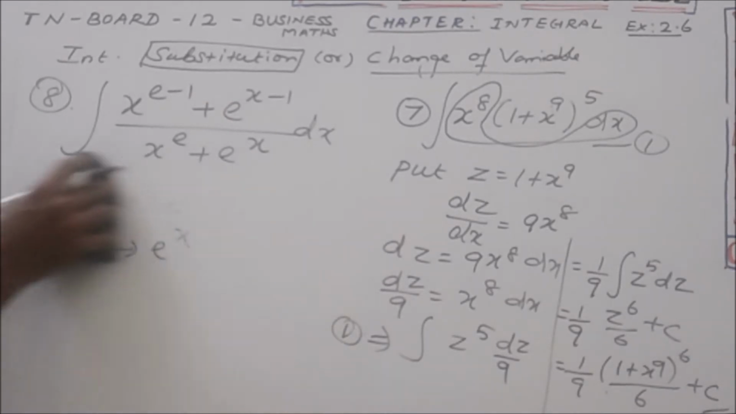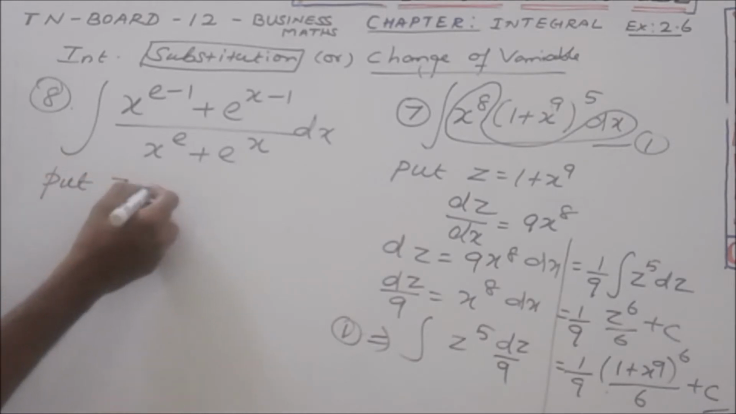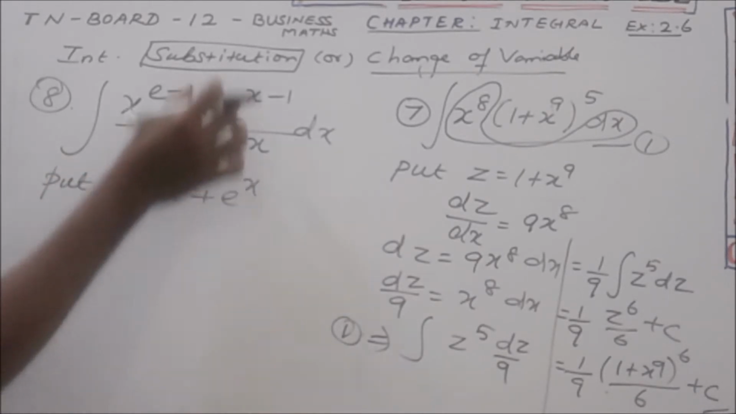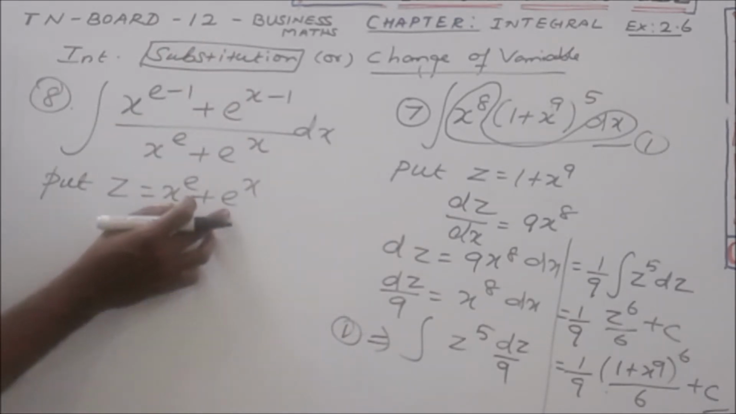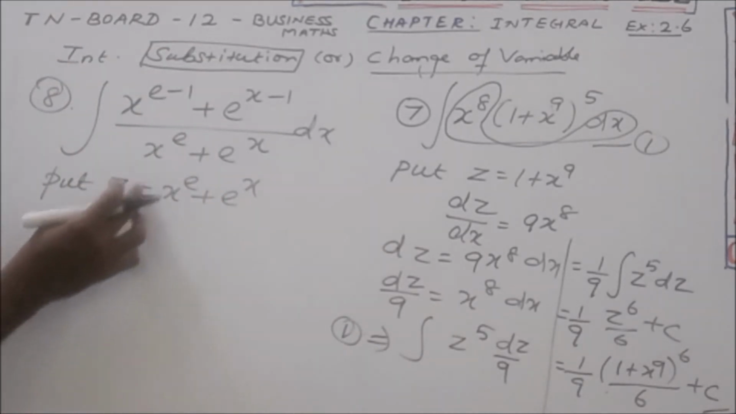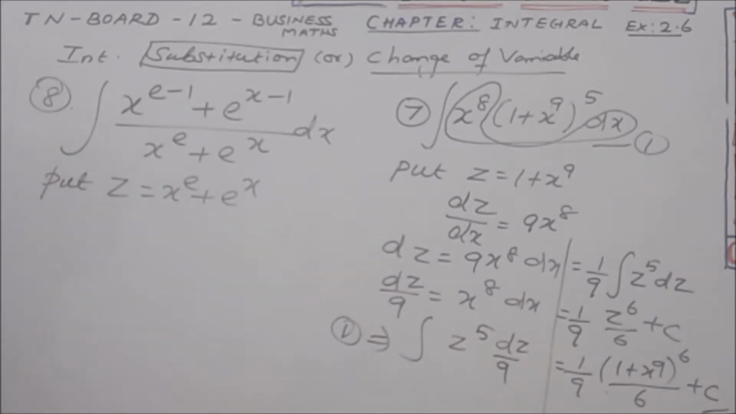Listen carefully here. We can choose the function whose derivative appears in the numerator. That is my point here. So put z equal to x power e plus e power x. Its derivative, whether it appears partially or wholly, is not a problem to us. But some of its derivative terms should appear in the numerator. Such functions are taken as the substitution. So z equal to x power e plus e power x.